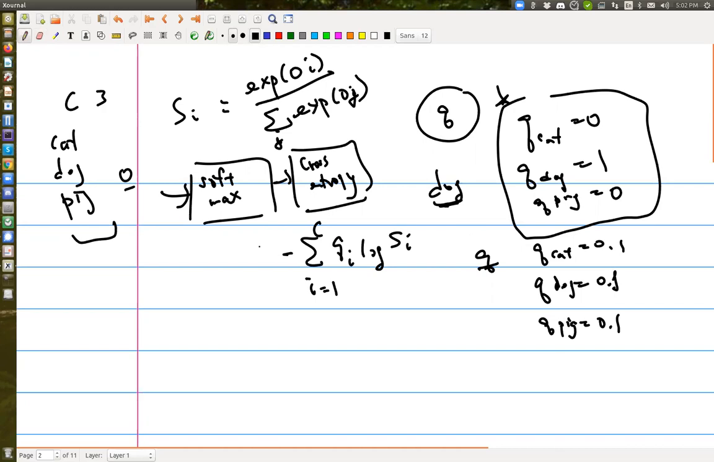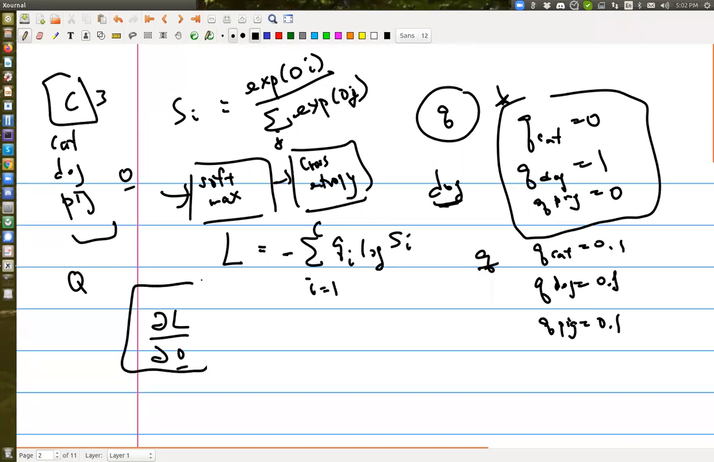And that's the loss. Then if we backprop back, what we want to see is, maybe I have a simple question again. Say the number of classes is C. What is the dimension of partial L, partial O here?